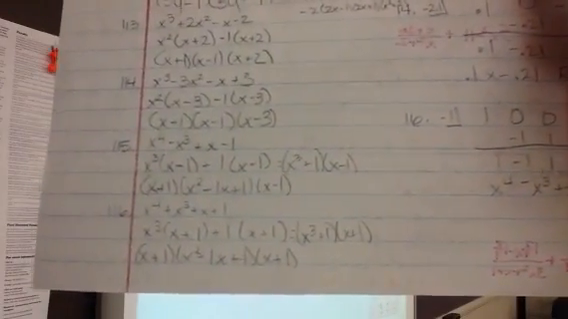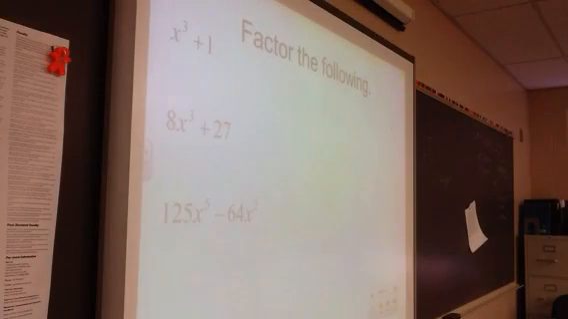On 115, the answer that you should have is x cubed plus 1 and x minus 1. And 116 is x cubed plus 1 and x plus 1. Come with questions next time.